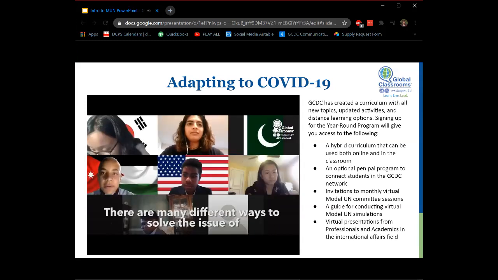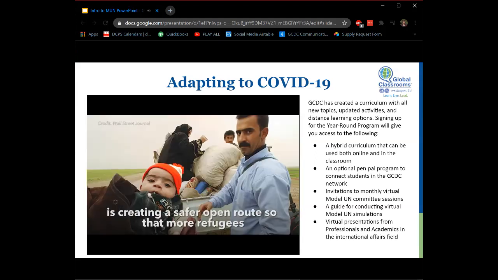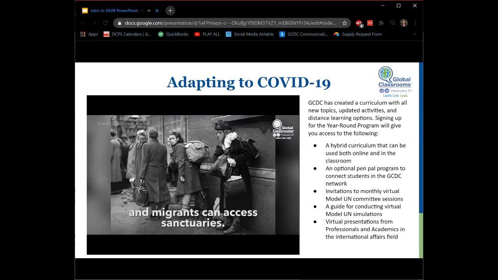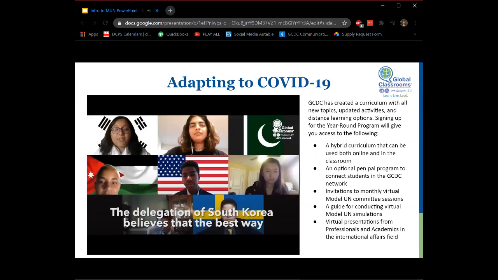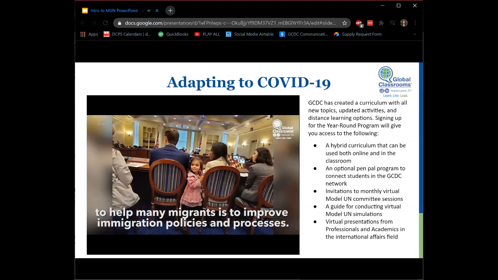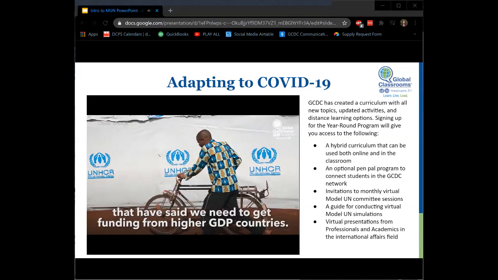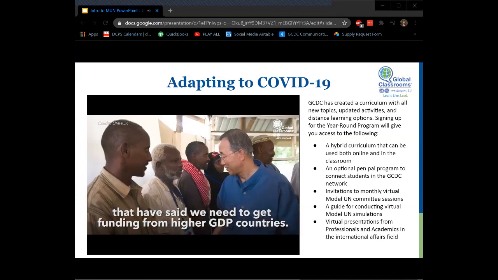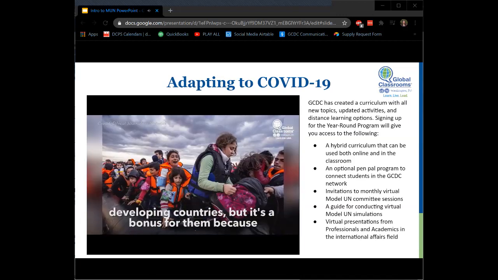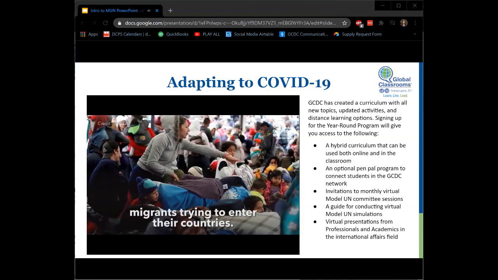There are many different ways to solve the issue of forced migration due to conflict, but Jordan believes that the best one is creating safer, open routes so that more refugees and migrants can access sanctuaries. The delegation of South Korea believes that the best way to help many migrants is to improve immigration policies and processes. The delegation of Mexico agrees with all other delegates that have said we need to get funding from higher GDP countries, and this is due to the fact that they are not just giving money to developing countries, but it's a bonus for them, because if they invest in these countries, then there will be less migrants trying to enter their countries.